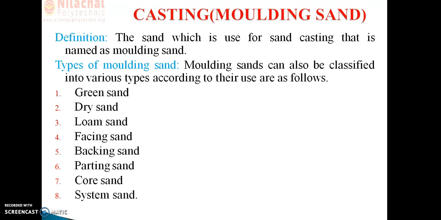If you go through the slide, here are the types of molding sand. According to their uses, the molding sand can be classified into various types, which are as follows: green sand, dry sand, loam sand, facing sand, backing sand, parting sand, core sand, and finally system sand. Let us discuss them one by one.